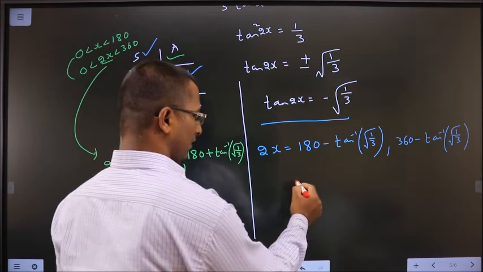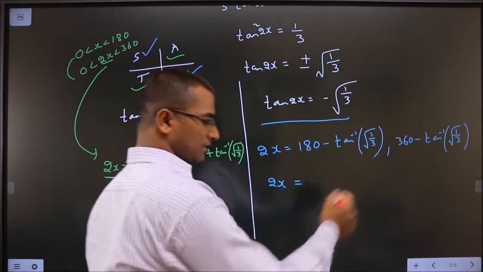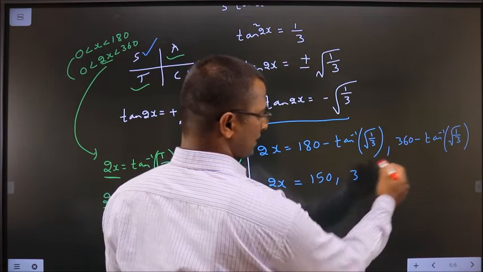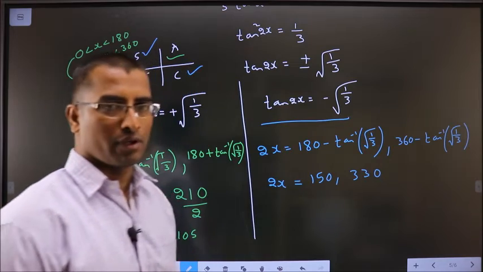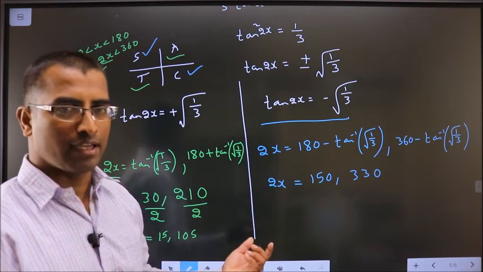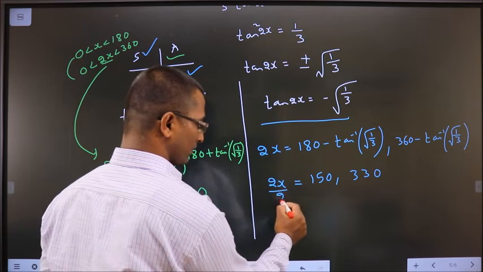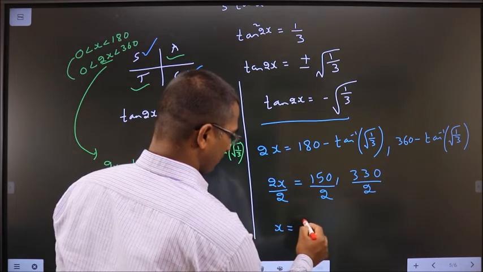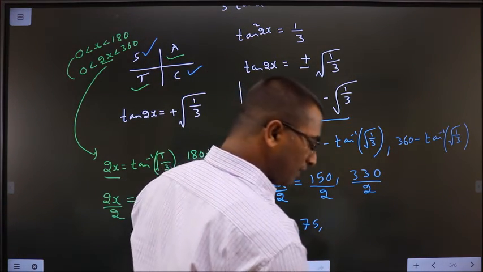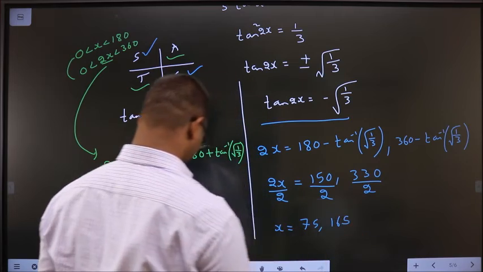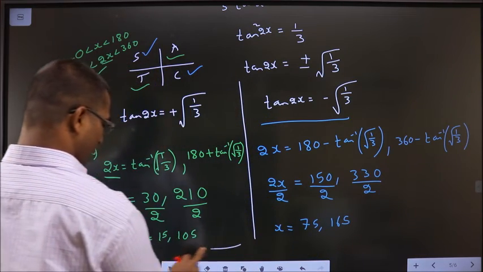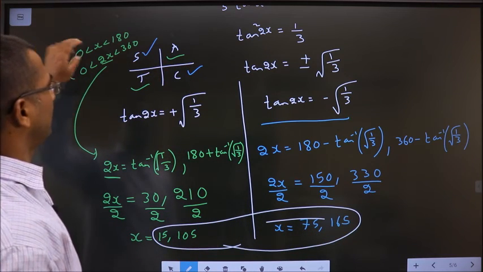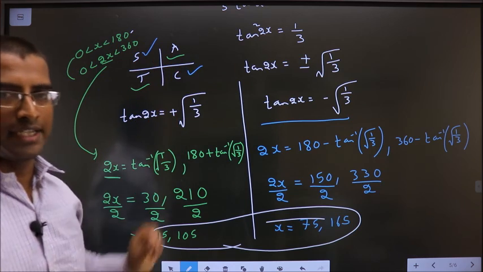Okay. Now, if I put this in the calculator, I get the answer to be 150. And if I put this, I get 330. Okay. These are the values of 2x. To get the values of x, divide by 2. So x equal to 75 and over here I get 165. So these are the 4 values of x in this interval satisfying the equation.